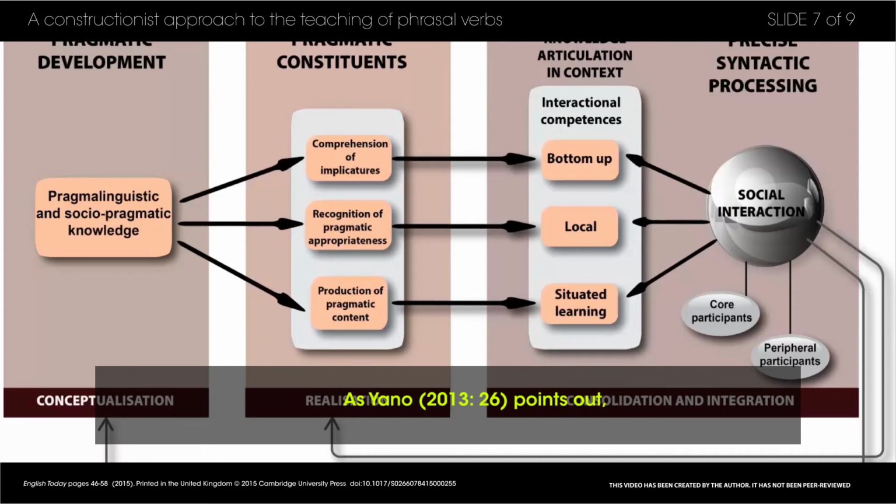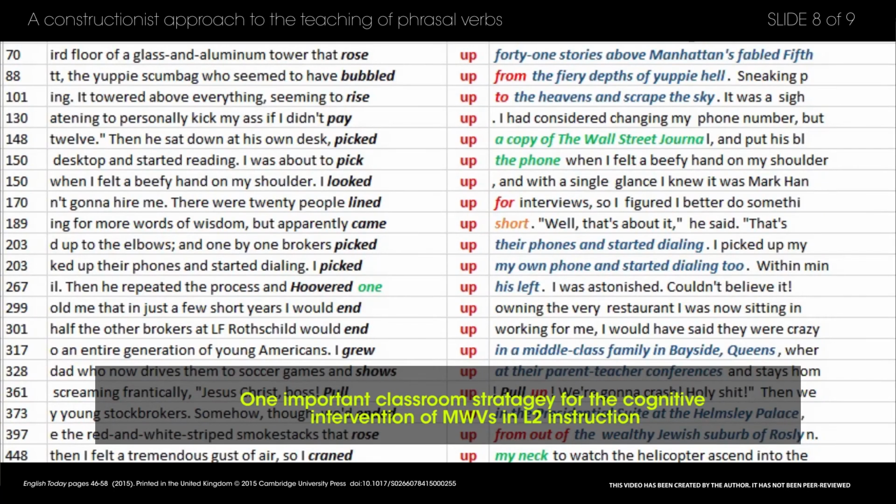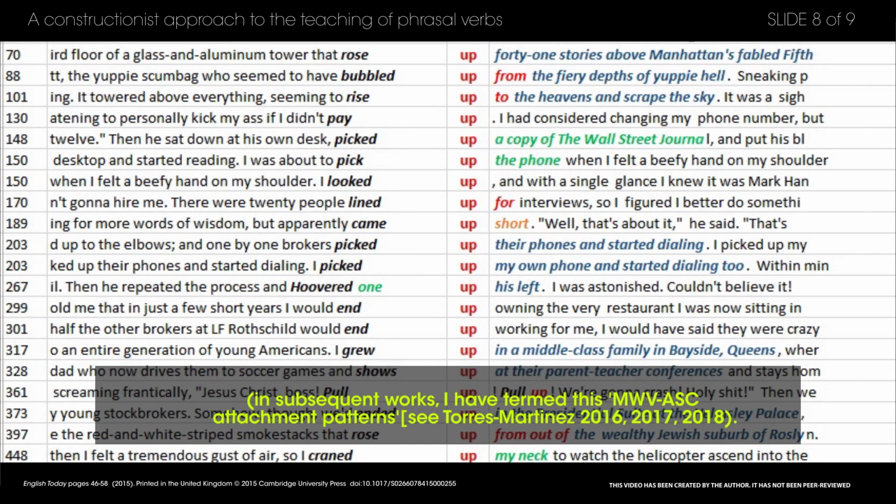As Ciano points out, learning and teaching performance should not be attributed to individual causes, such as a student's personality and capability, but understood as highly collective phenomena among teachers and students. One important classroom strategy for the cognitive intervention of multiword verbs in auto-instruction consists in using specific activities based on previously identified multiword verb prototypes, on the basis of the association of multiword verb and ASCs. In subsequent works, I have termed these multiword verb ASC attachment patterns.